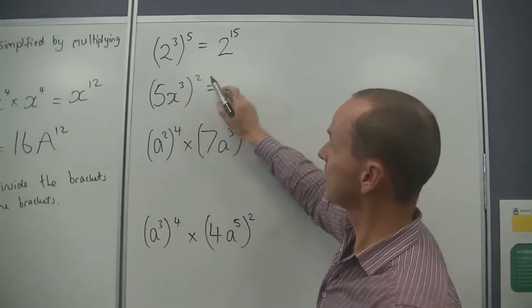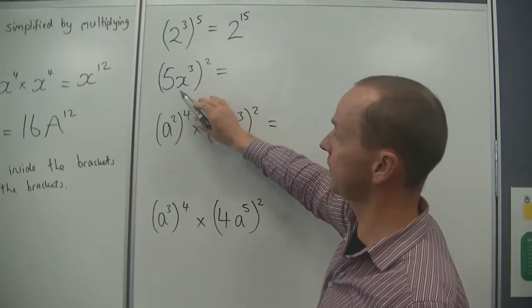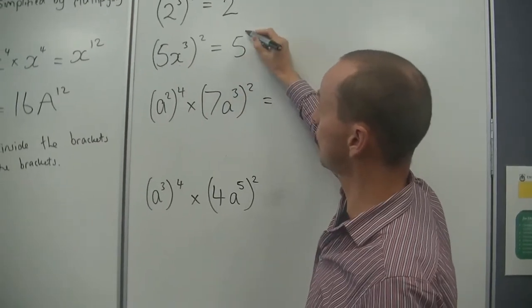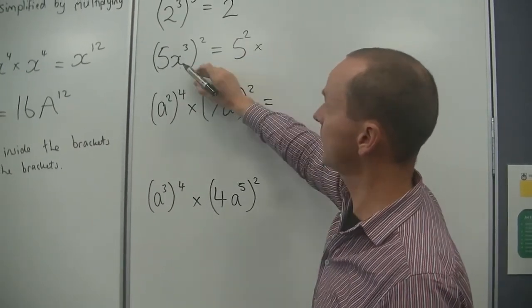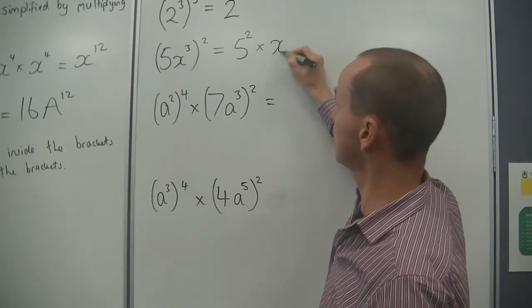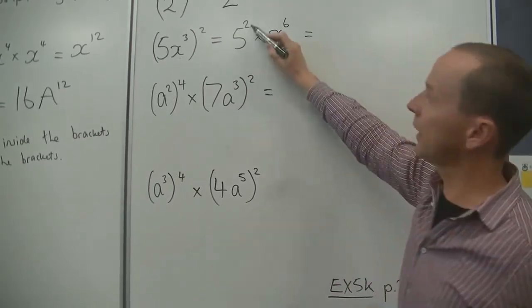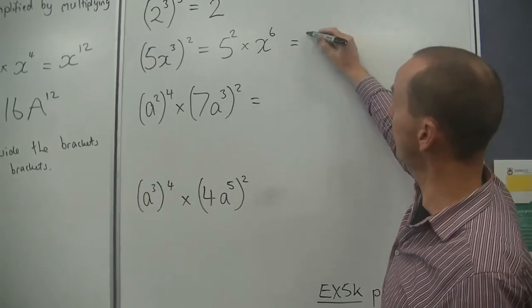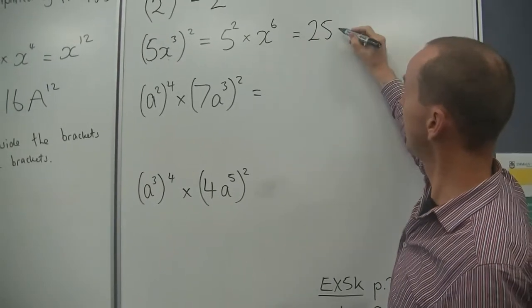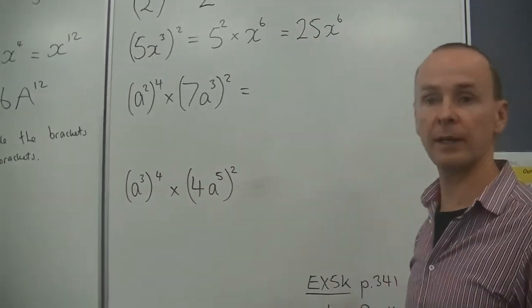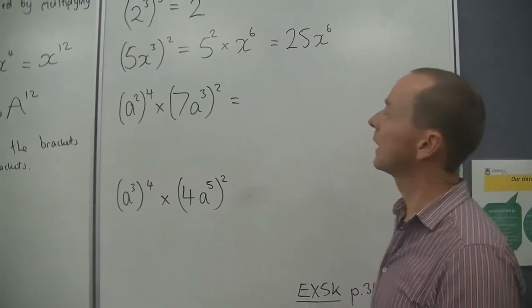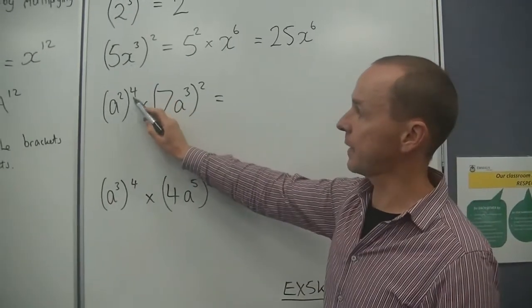Alright, next one. Remember that 2 affects both of these separate things. So it's 5 squared, and then it's times by x to the power of 6. And I know how to simplify that. 5 squared is 25, so 25, and it's x to the power of 6. So I'll leave it like that. Good job.